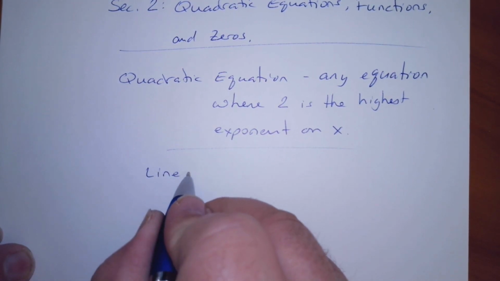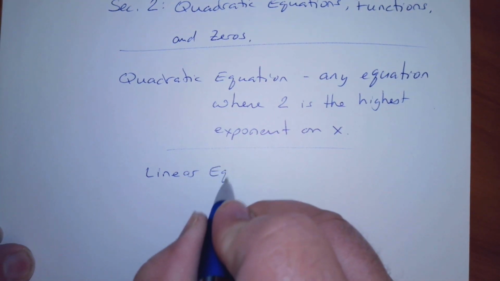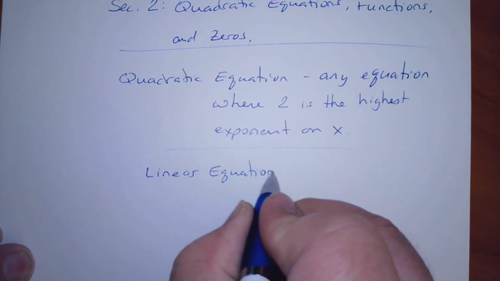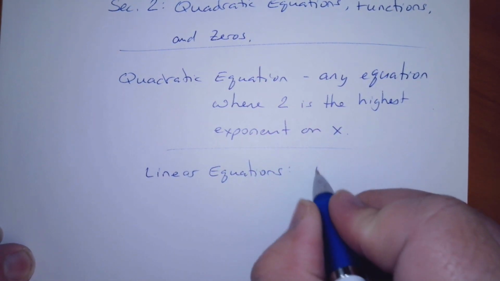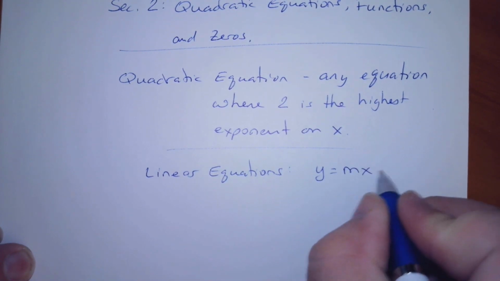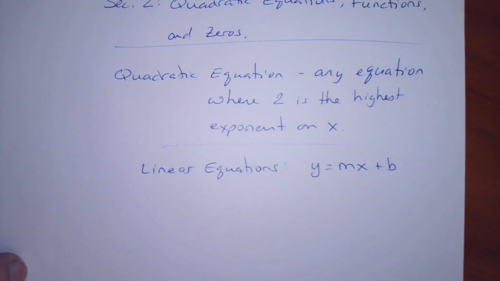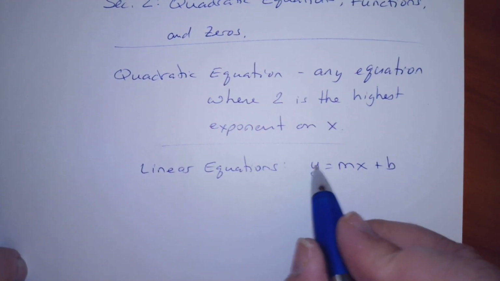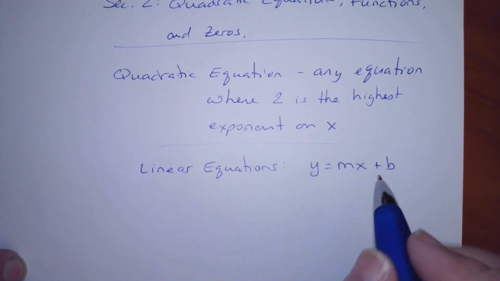In Chapter 1, we talk about linear equations. Y equals mx plus b. Notice there's no exponent anywhere in the equation. That's how we know it's linear.